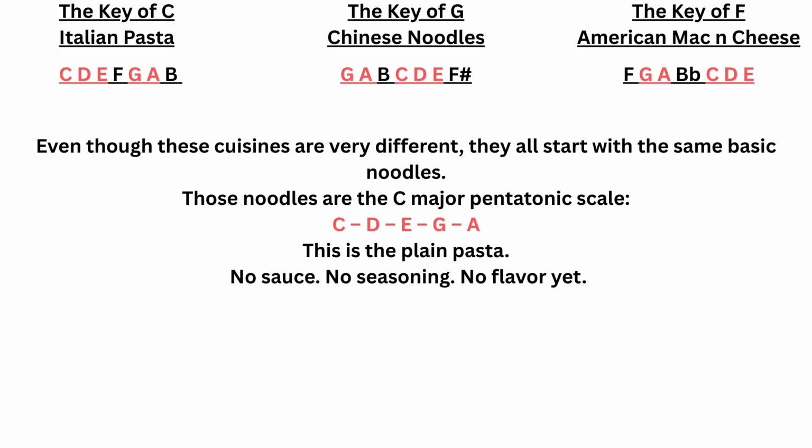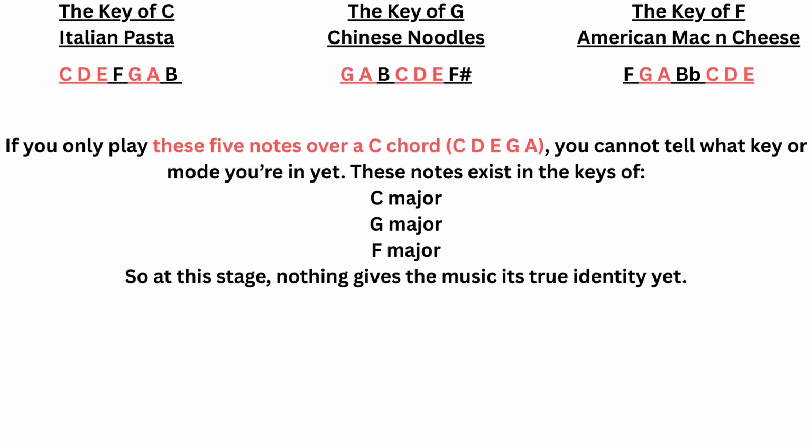Those 5 notes are found in all 3 keys. Just look above. See that? There you go. This is just plain pasta. No sauce, no seasoning, no added flavors yet. If you only play these 5 notes over a C major chord, you cannot tell what key or mode you're in yet. Those notes all exist in C major, G major, F major. So at this stage, nothing gives the music its true identity yet, as far as your selection of the notes that you're playing over that C major chord.